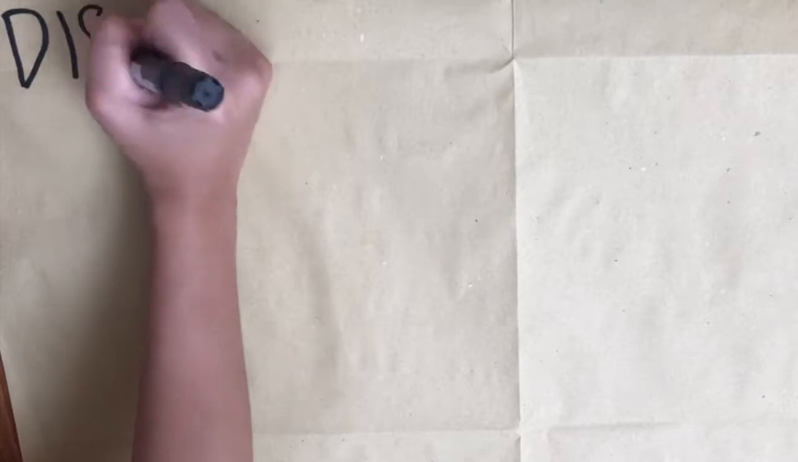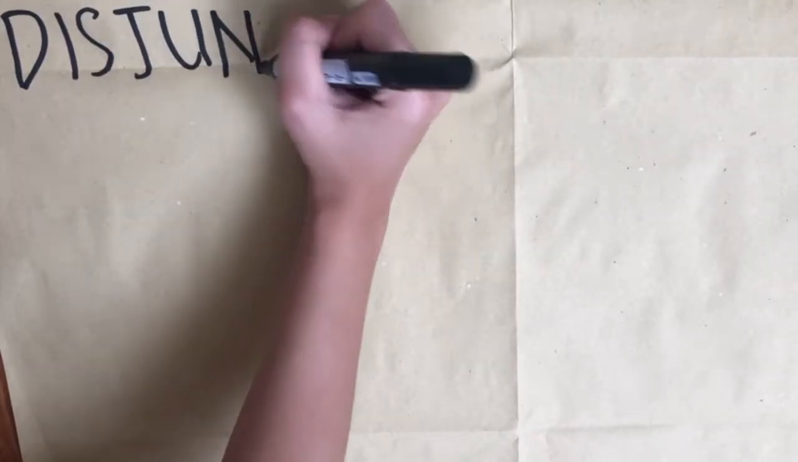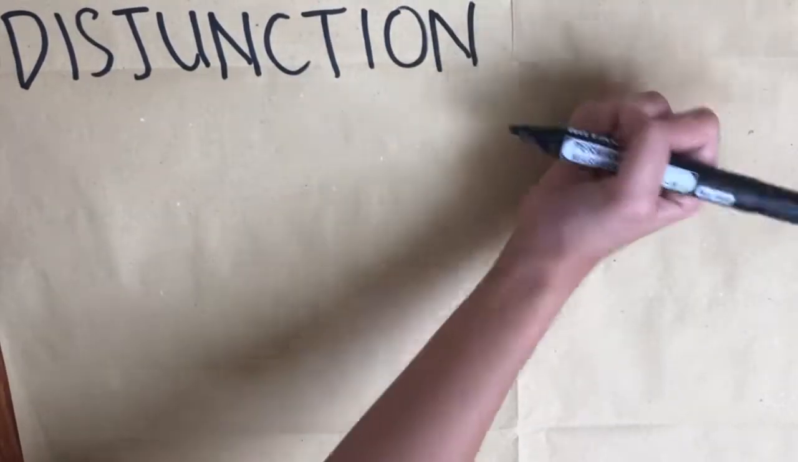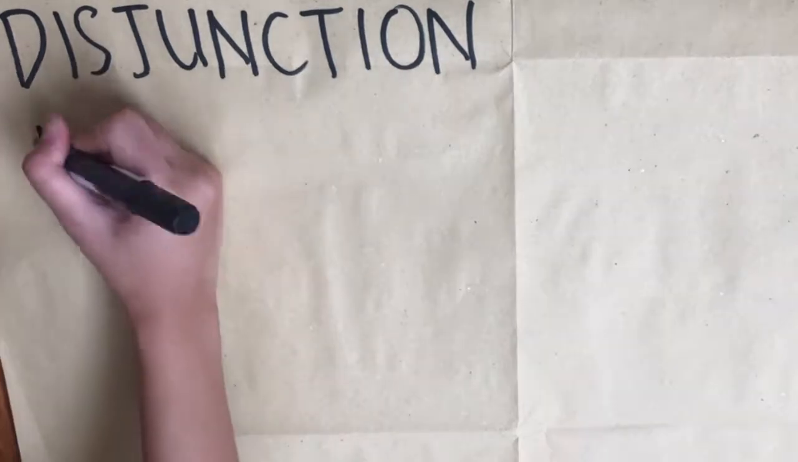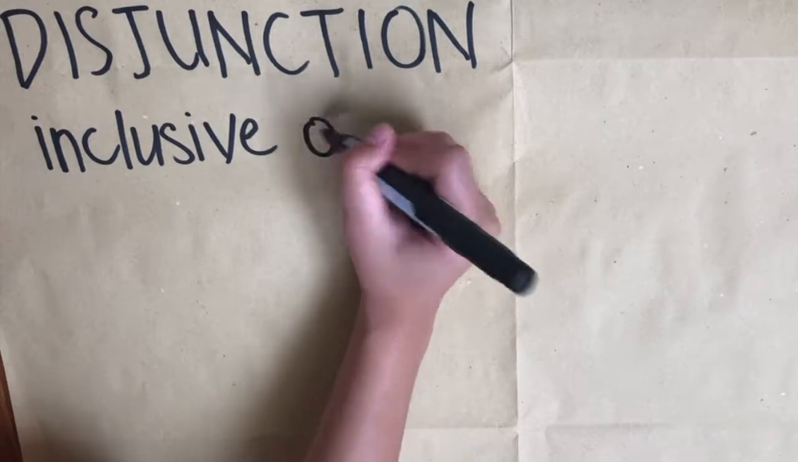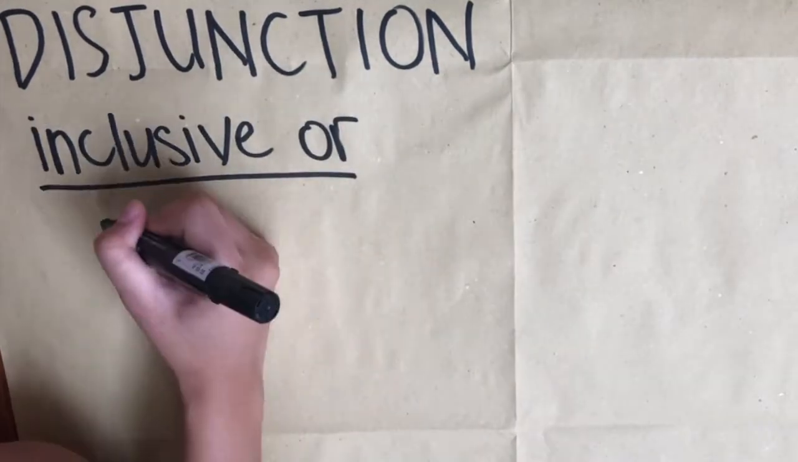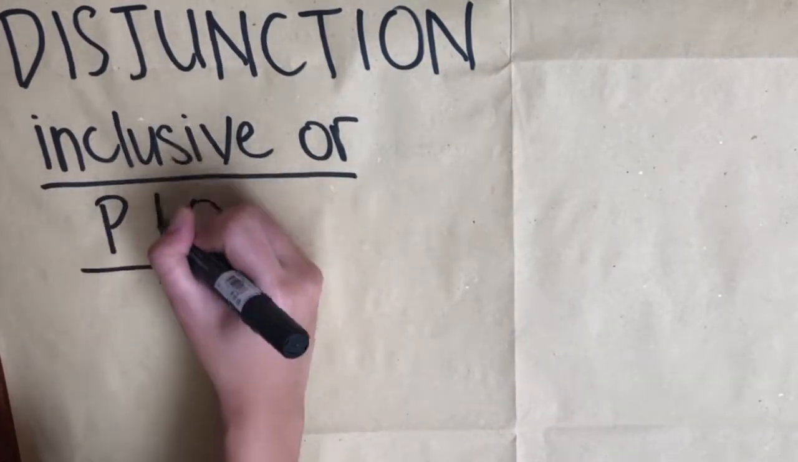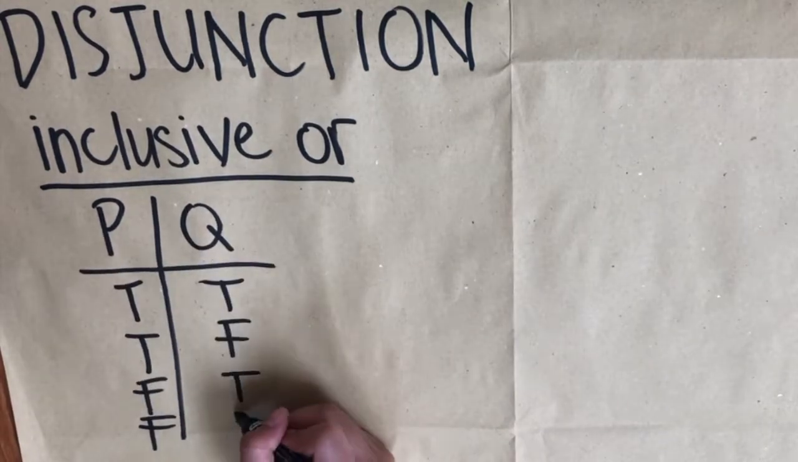Next, we have disjunction. There are two types: inclusive or and exclusive or. Let's talk about inclusive or. It is one or the other, or both. So let's draw a truth table. So we have P and Q and all our possibilities. Our equation is P or Q.